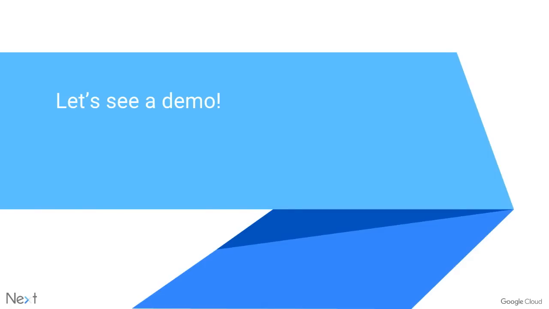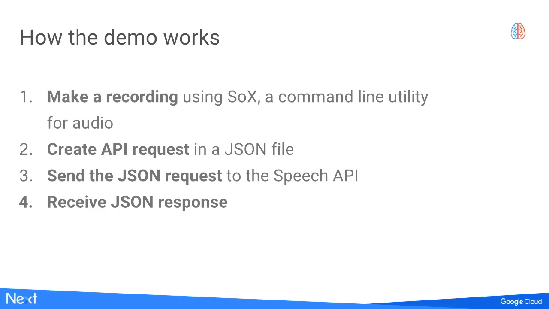The best way to experience the Speech API is with a demo. Before I get into it, I want to explain a bit how it works. So we're going to make a recording. I wrote a bash script. We're going to use SoX to do that. It's a command line utility for audio. So what we'll do is we'll record our audio. We'll create an API request in a JSON file. We'll send it to the Speech API, and then we'll see the JSON response. So if we could go ahead and switch to the demo.